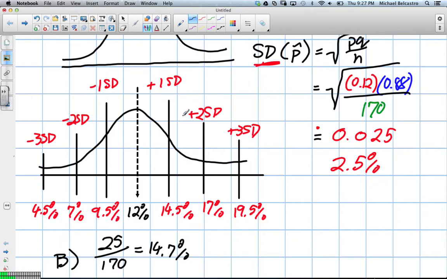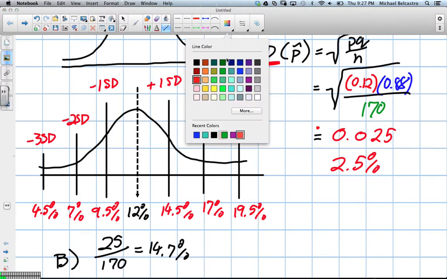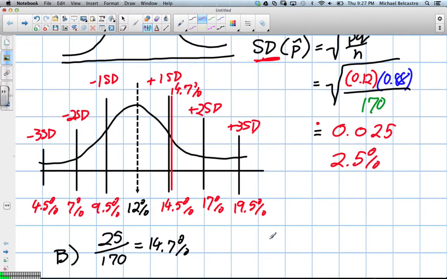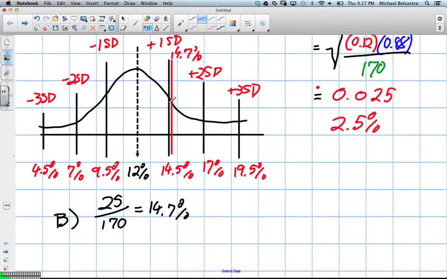So 14.7%. We know that is going to fall in here. I'll draw a red line for it, just outside of 1 standard deviation to the right. That's where 14.7 will probably be. Does that make sense to you? Mm-hmm. Okay, so now we use our z-score formula to find the exact amount.